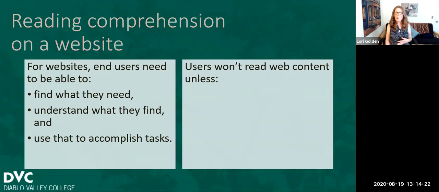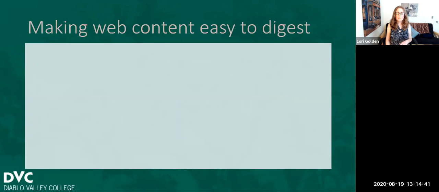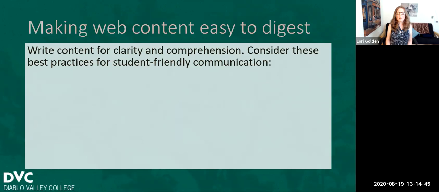So we also know from behavior online, how people read websites, that they won't really stick around if the content isn't clear. And they won't really stay and read the page if the words and sentences aren't quick and easy to understand, simple, and digest. So how do we do that? How do we make the web content easy to digest for both clarity and comprehension? So here's where those best practices come in that I spoke of earlier.